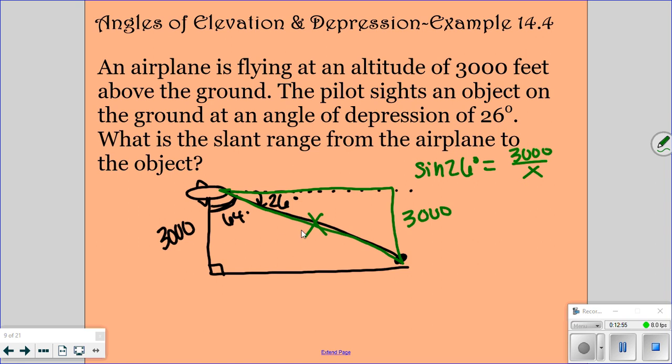If you had used the black, you would do cosine of 64 equals 3,000 over x. You'll still get the same answer. It's just using a different ratio. So we need to multiply by x on both sides of your equation so that you have x times sine of 26 equals 3,000. And then to solve for x, you're going to need to divide by sine of 26.